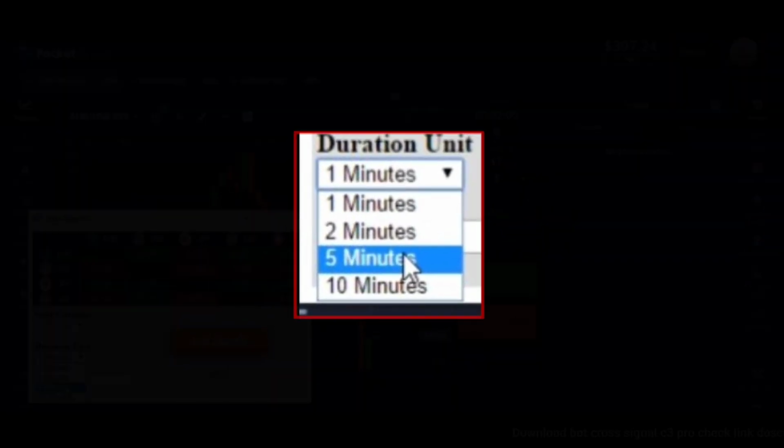Time frame for bot Cross Pro signals that you can use. Here I use a time frame of 5 minutes.